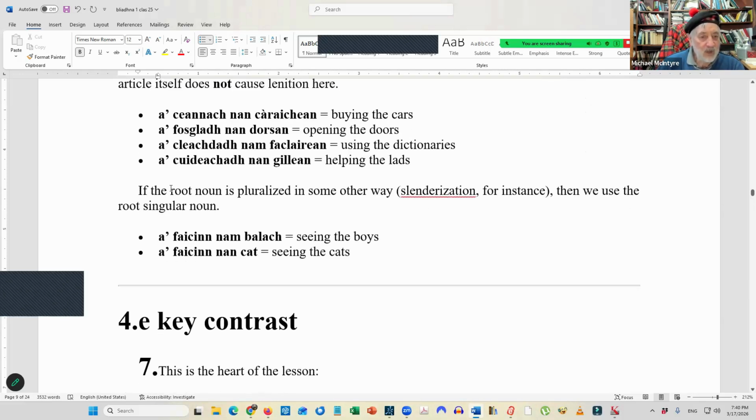And again, according to the rule that we learned for the genitive, if the root noun is pluralized in some other way, say slenderization, then we use the singular noun. A fechin nan balach, seeing the boys. A fechin nan kat, seeing the cats. Got that?